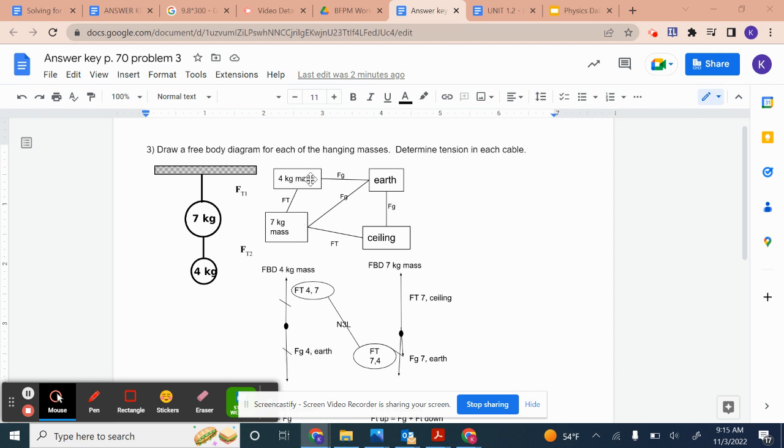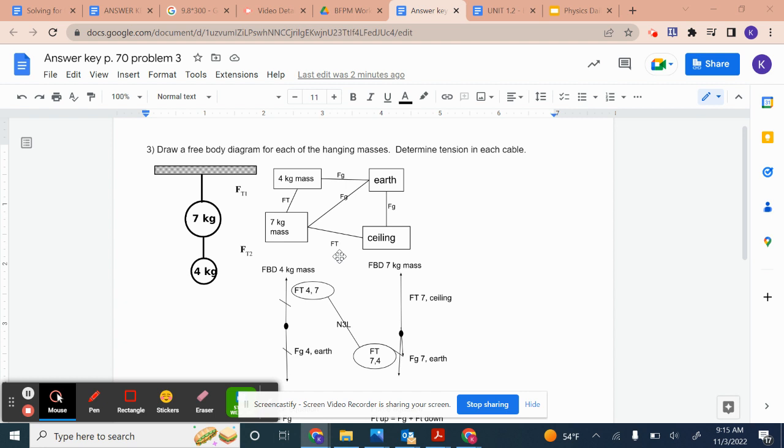So there's only two forces acting on the 4 kilogram mass. I started with that free body diagram. I have Fg down on the 4 kilogram mass by the Earth, and then I have Ft up on the 4 kilogram mass by the 7 kilogram mass.